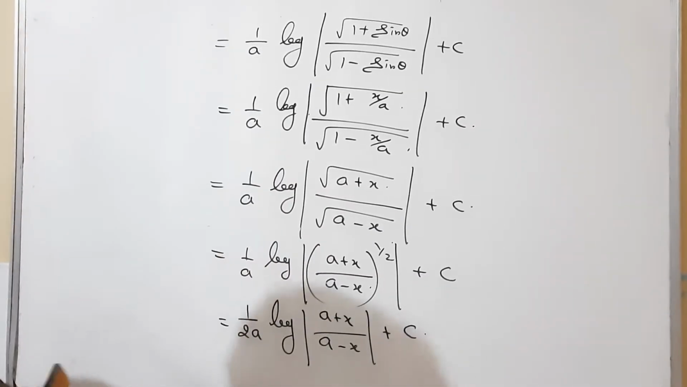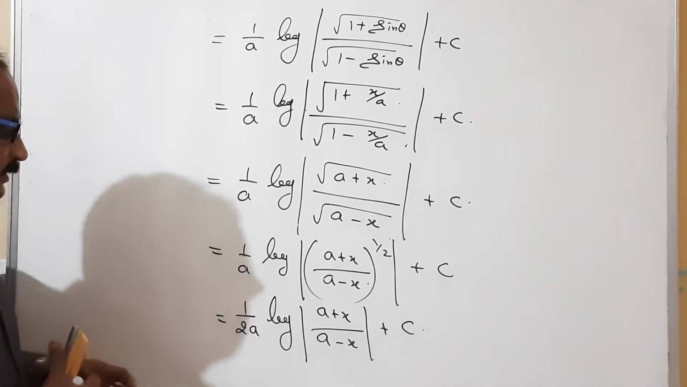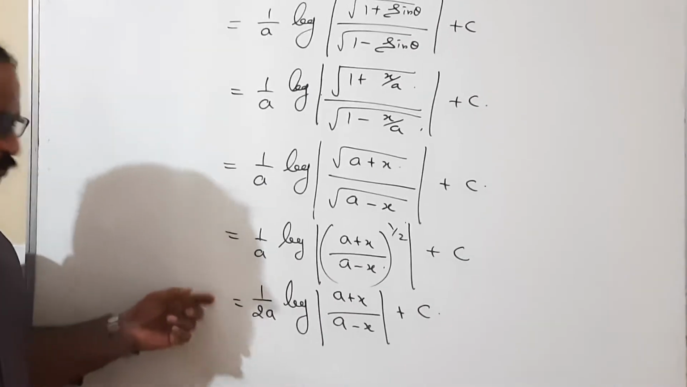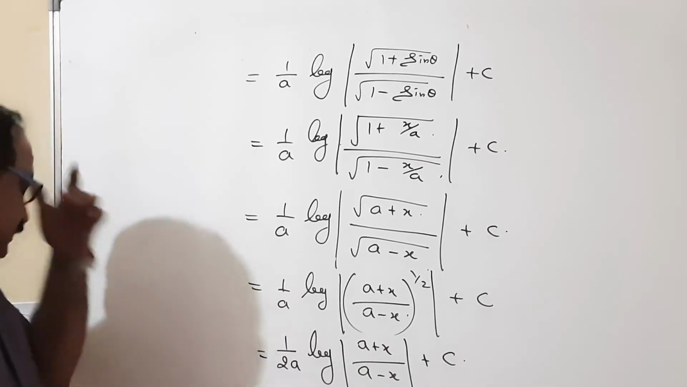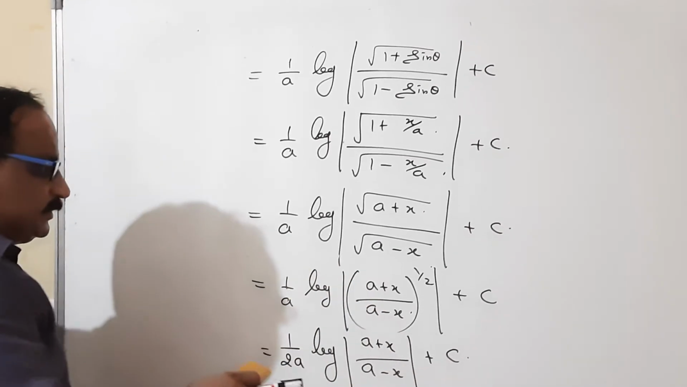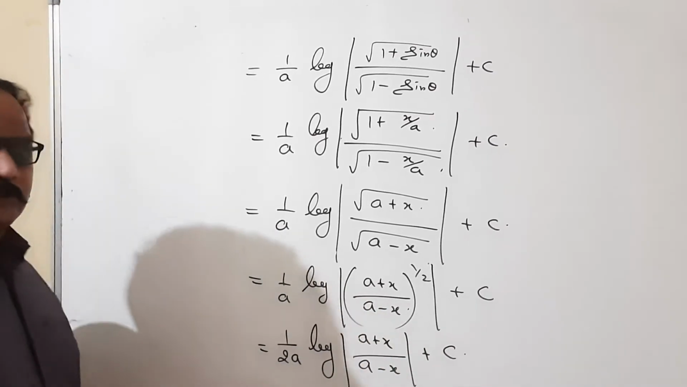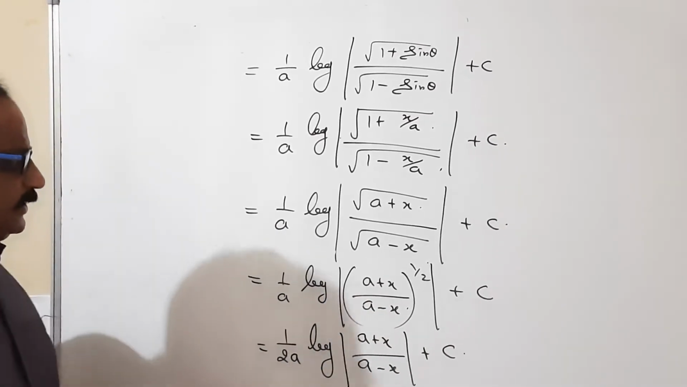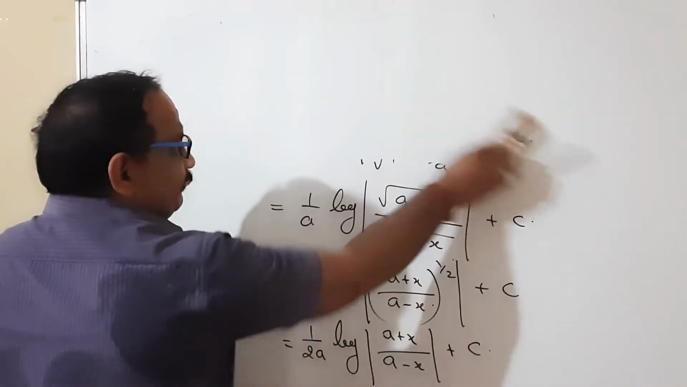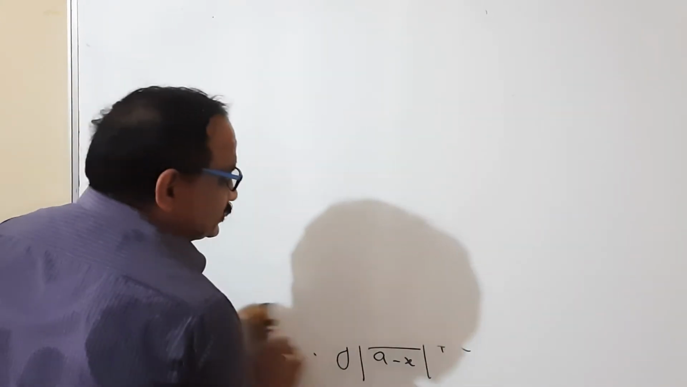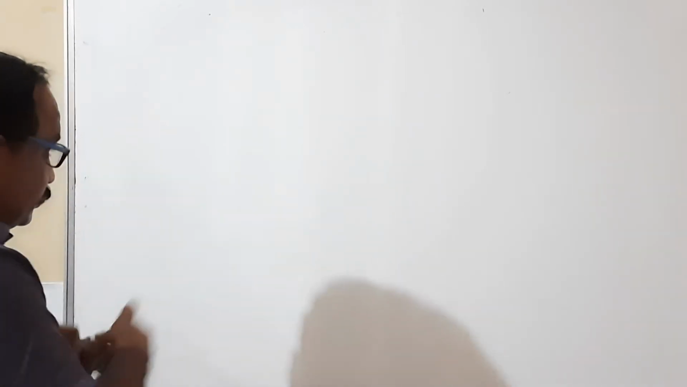So we have to keep in touch. The integration of dx upon a square minus x square comes to us as 1 by 2a log of a plus x upon a minus x. Such type of results, similar way we can use for the third one. We can proceed with the integration of that third component. Now we have to utilize them. It's our turn to use the formula.